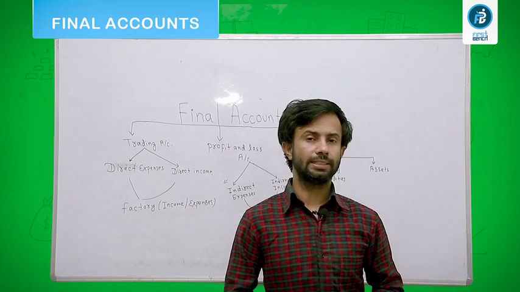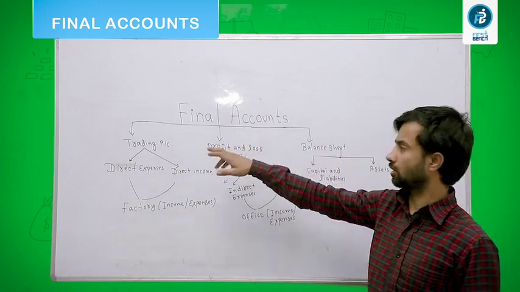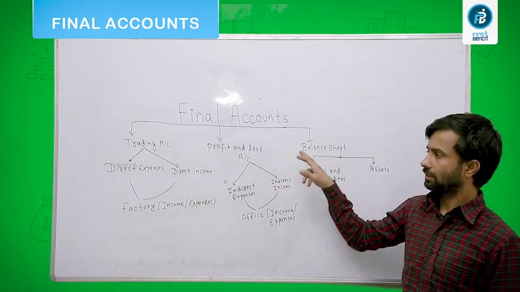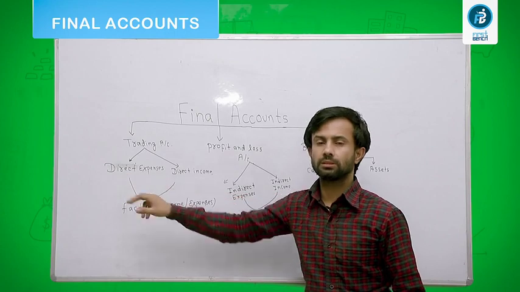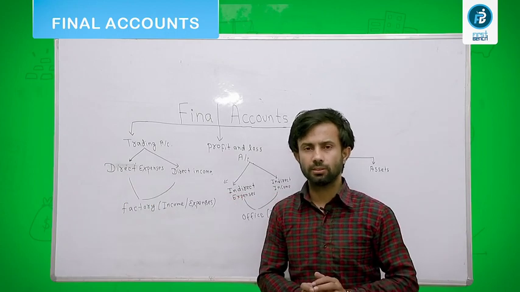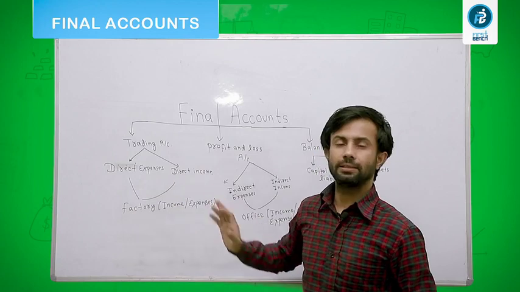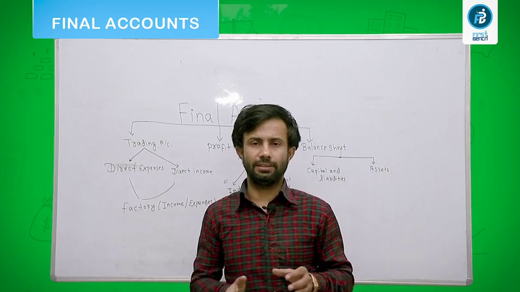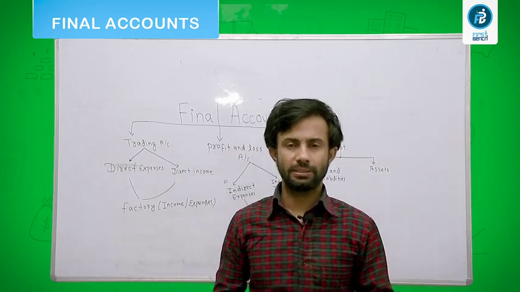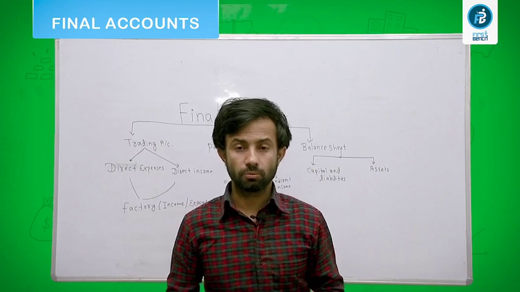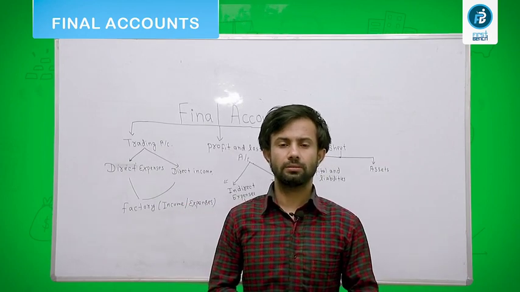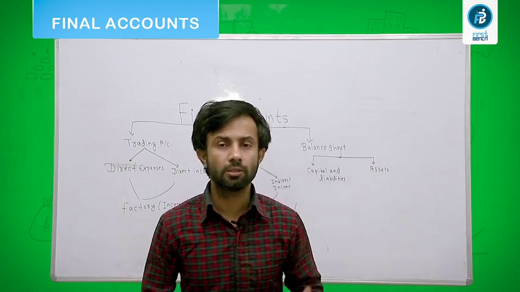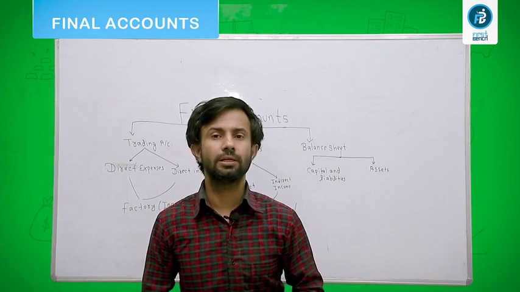So here we can look at the diagrams. Yes, final account is composed of three things: trading account, profit and loss account, and balance sheet. Trading account means the account that is related to direct expenses and direct income. That means the trading account is related to the factory. All the income and expenses of the company or organization before the raw materials turn into finished goods come under the trading account.